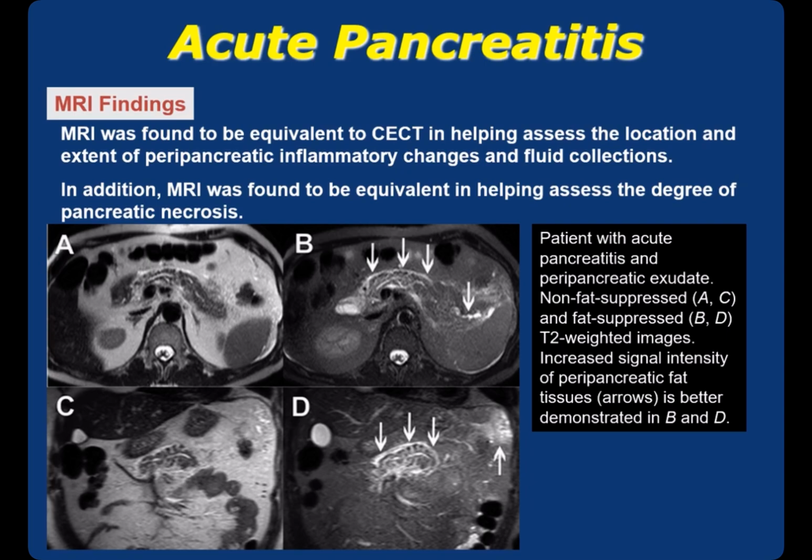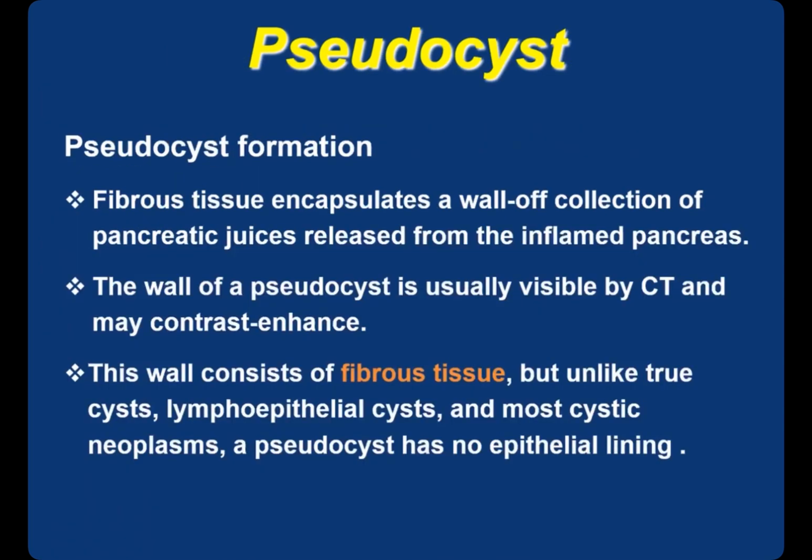In these images, we can see increased signal intensity of pancreatic fat tissue. Here, it indicates the fluid collections. And also in coronal images, we can see the increased signal intensity indicating acute pancreatitis.